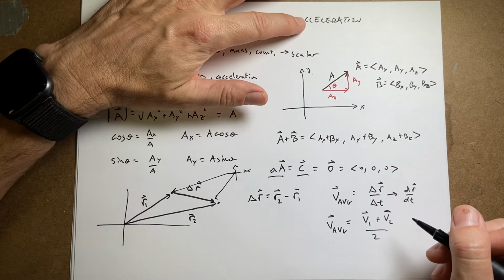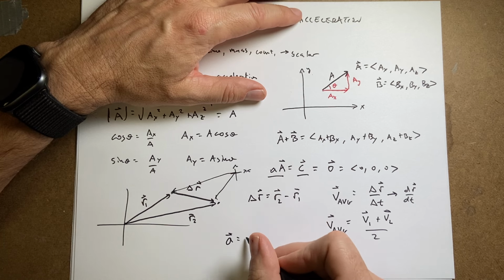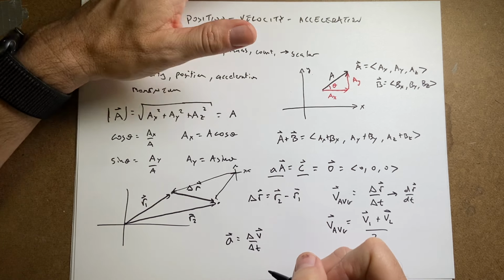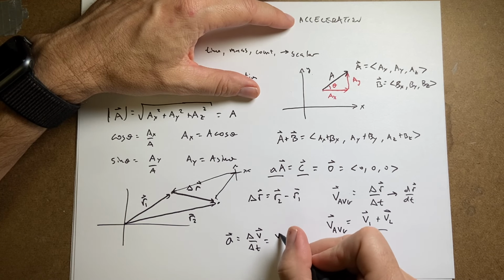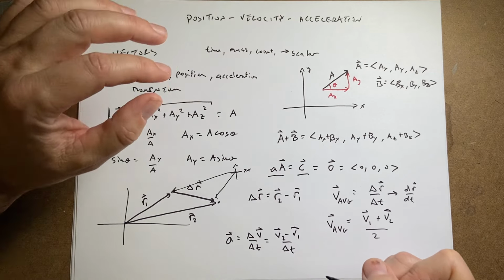Okay, the last thing let me go over is the acceleration. So the acceleration is defined as the change in velocity over the change in time. And so you can write that as v2 minus v1 over delta t.